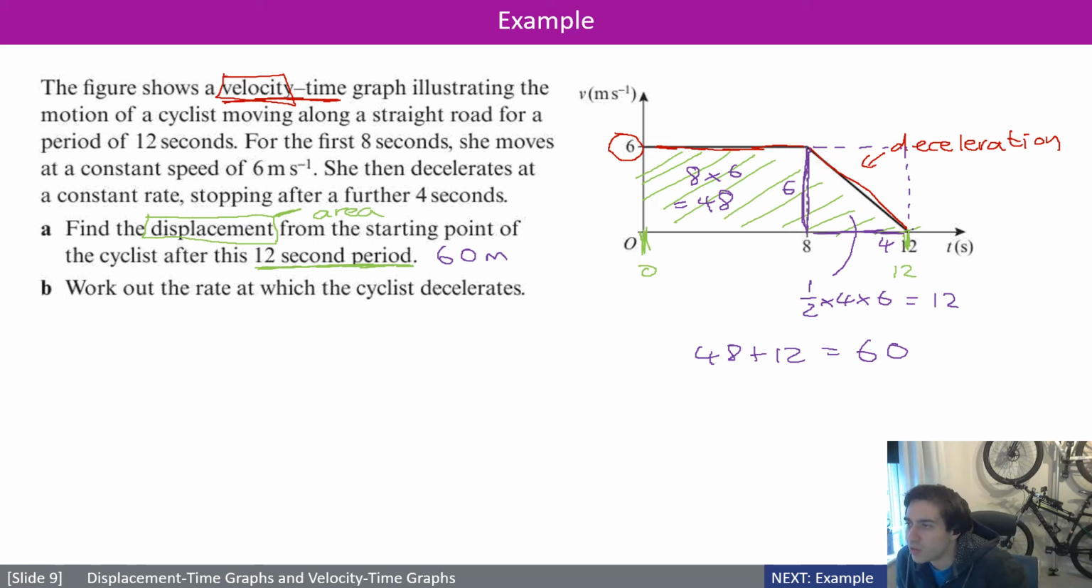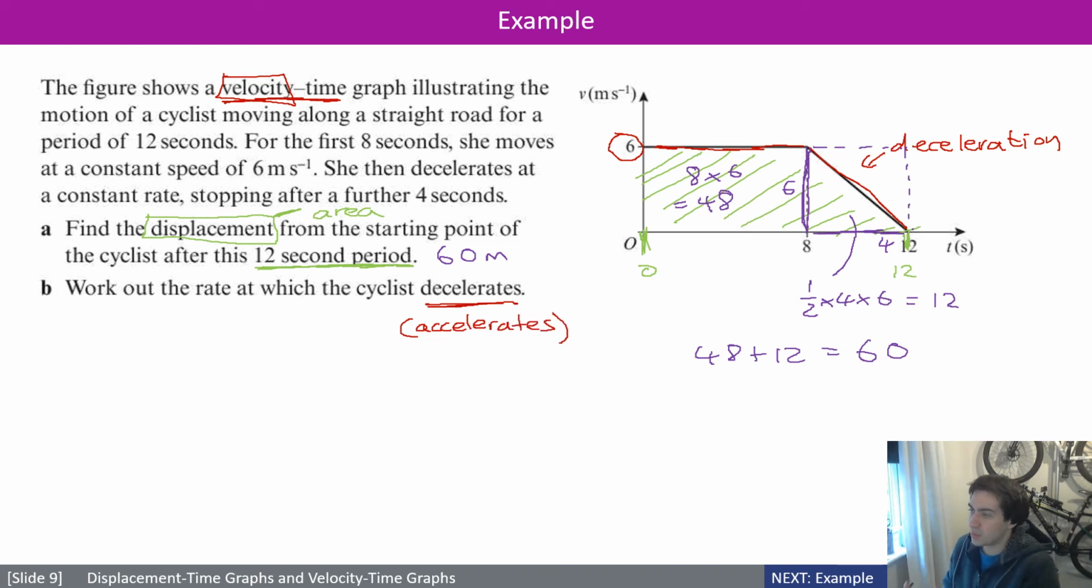Okay, and then work out the rate at which the cyclist decelerates. Decelerates is really just the same thing as acceleration, but negative. So we're going to put a positive number to this, but it's effectively corresponding to a negative acceleration. That's just the gradient, right? So what's the gradient of that specific part? The gradient of that line here.